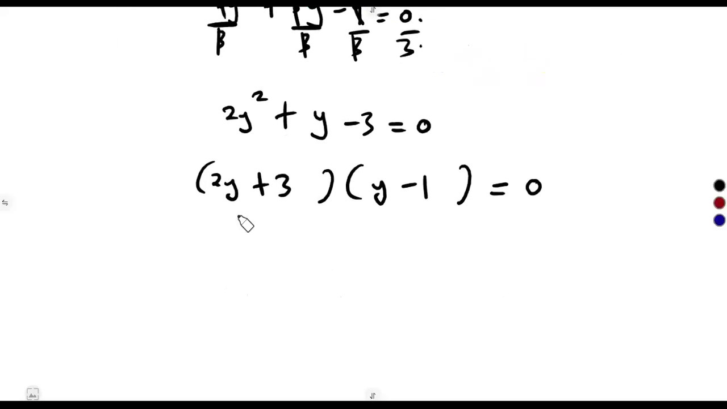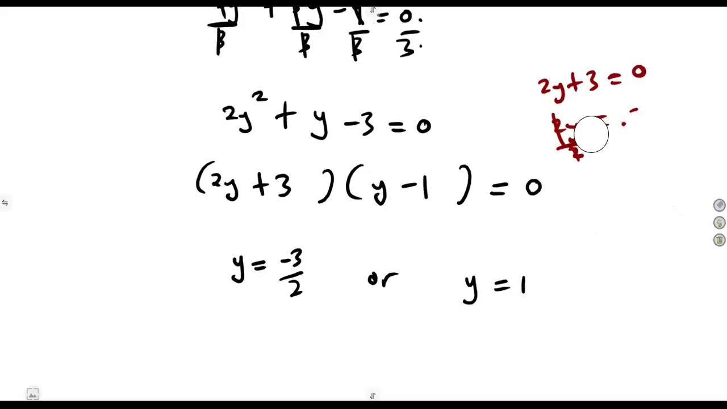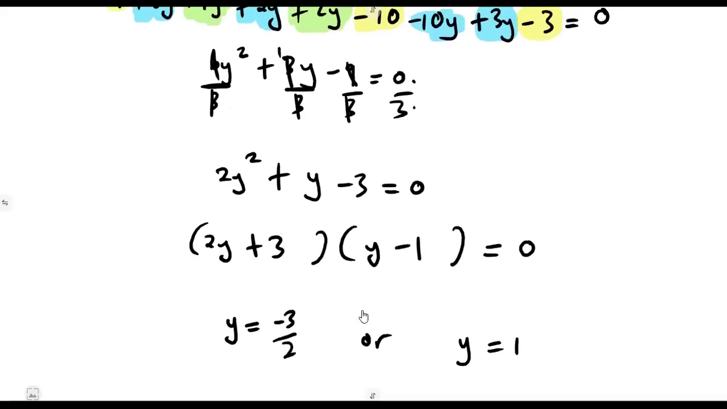So solving for y there, the first bracket is going to give us what? Minus 3 over 2. So take this 2y plus 3, that's equal to 0. So 2y is equal to what? 3 to the other side is going to be minus 3, divided by 2. So y is minus 3 over 2. This other bracket, what are we going to have? The minus 1, take it to the other side, will be a positive. So y is equal to 1. So these are the possible values of y that we have.